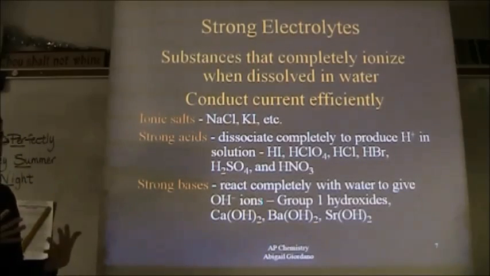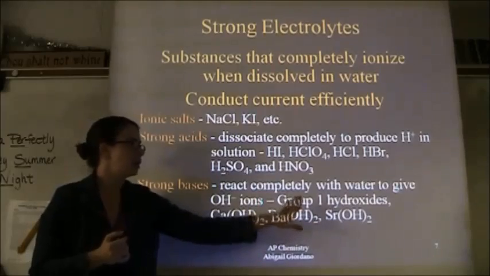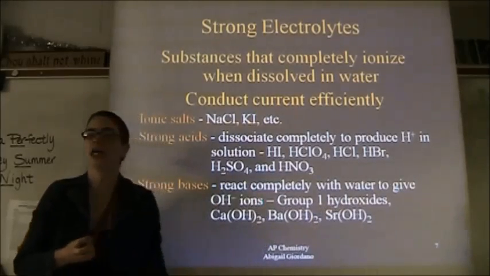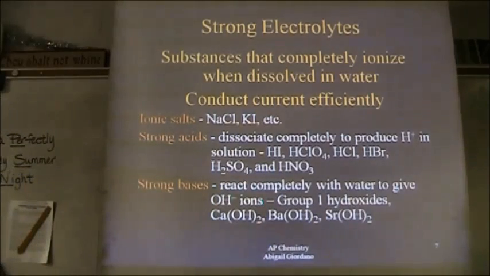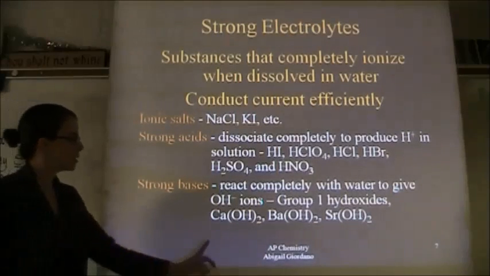So what are your strong bases? First of all, your group 1 hydroxides. What's the name of group 1, the family, on your periodic table? Everybody. Alkali metals. Thank you, alkali metals, okay? So any alkali metal paired up with hydroxide. So lithium hydroxide, sodium hydroxide, potassium hydroxide, etc. Those are some of your strong bases.